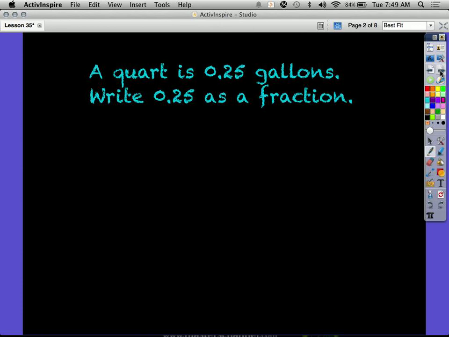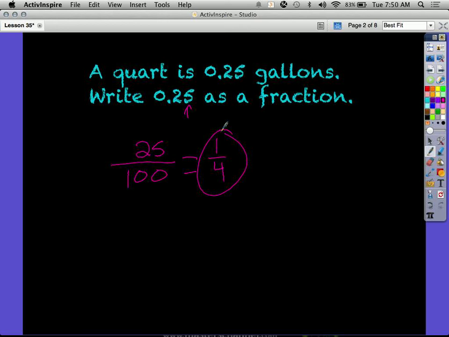Whatever is the last place value, so here I have hundredths, that's what my fraction is going to be over. It's going to be over 100. And then whatever number is there, that's what I'm going to write on top. So 25 hundredths, exactly how I said it. Okay, I need to reduce this. Reduce this 1/4 by dividing by 25.